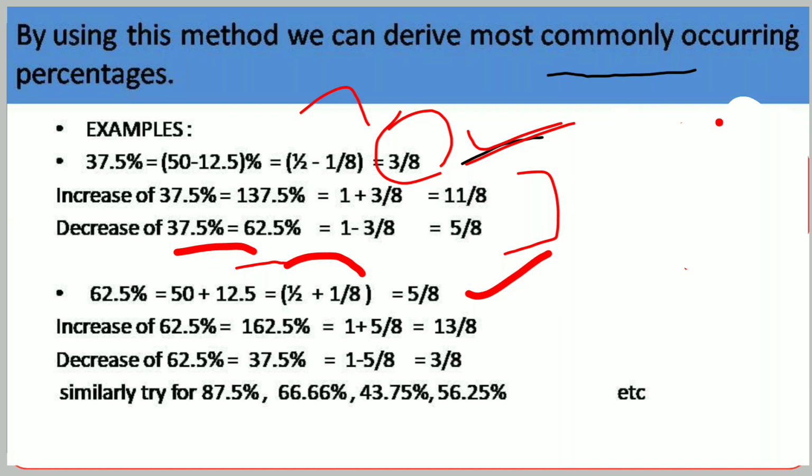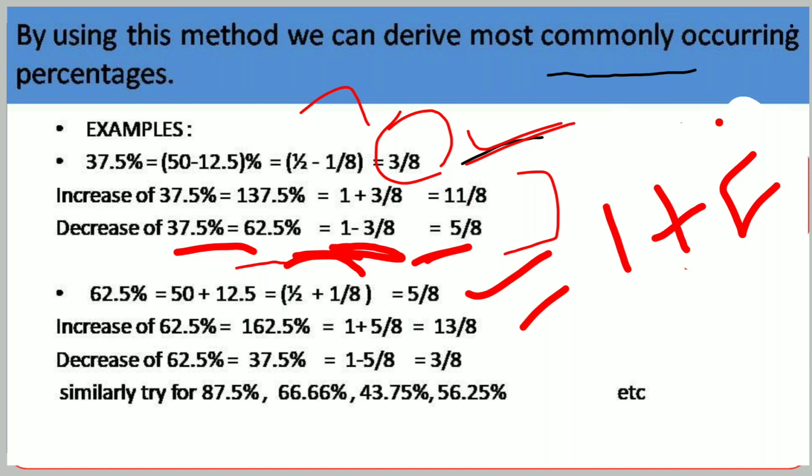So if it is asked that there is an increase of 62.5%, then an increase of 62.5% is equal to 162.5%, and we know an increase is written as 1 plus fraction, so it is equal to 1 plus 5 by 8, which is equal to 13 by 8. And similarly, if there is a decrease of 62.5%, we can write it as 1 minus fraction, which is equal to 1 minus 5 by 8, which is equal to 3 by 8.